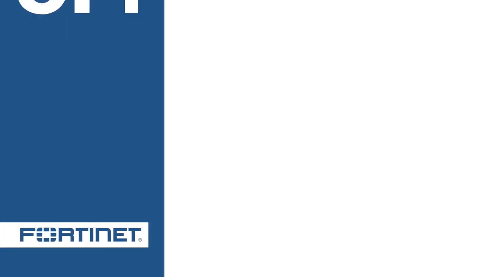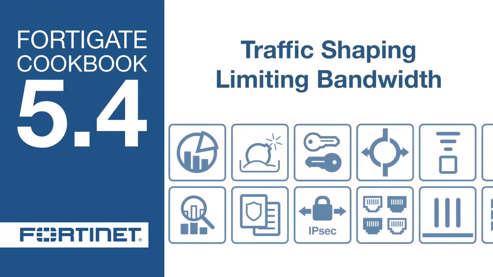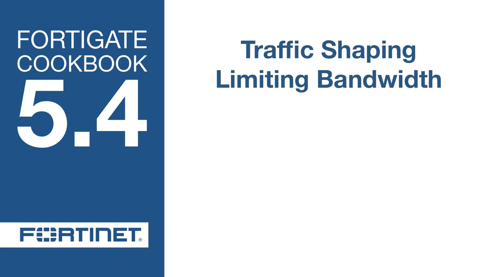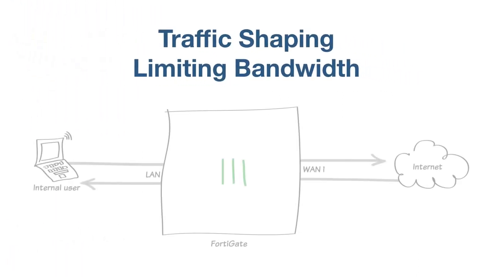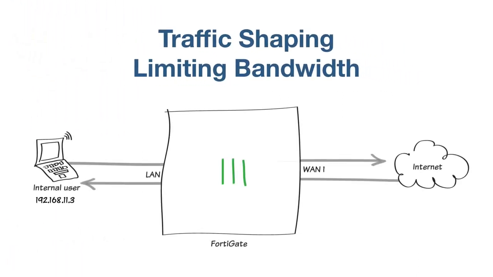In this video, you'll learn how to use traffic shaping on your Fortigate to limit the bandwidth for a specific IP address. When a particular IP address on your network is using too many resources, you can prevent that IP from consuming your bandwidth indiscriminately. First, you'll create an address object to target a specific internal IP address.